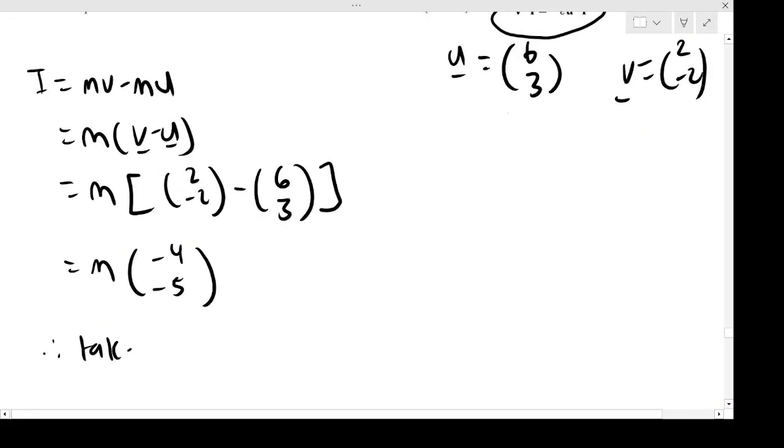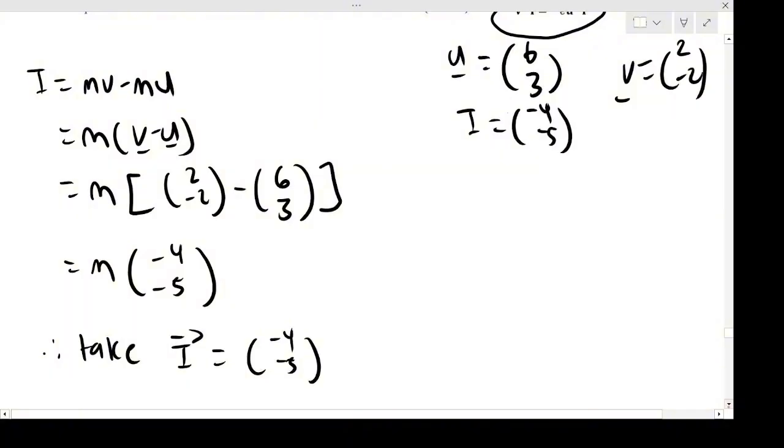So I'm going to take the direction vector I, and represent it with this arrow here, to be minus 4, minus 5. Hopefully you're happy with that. That's not the actual impulse vector, just a direction vector, which can be any multiple, because remember, m is just a multiple. It's a number, a scalar. So I'm going to take I in this case to be minus 4, minus 5, my direction vector.